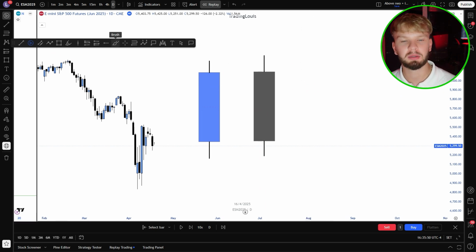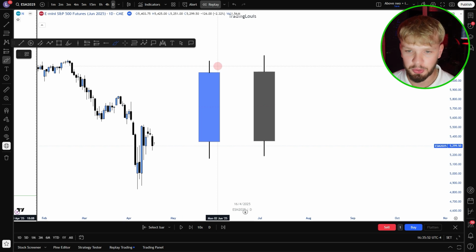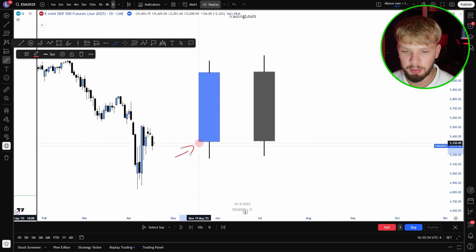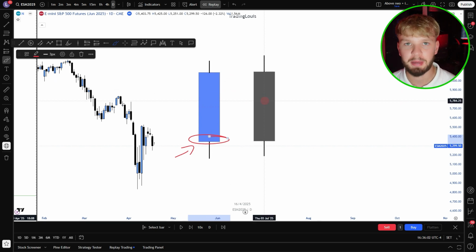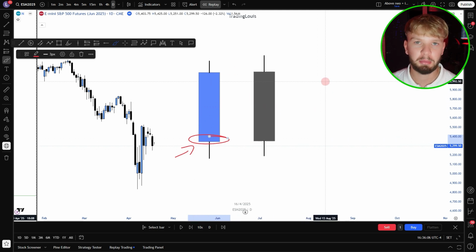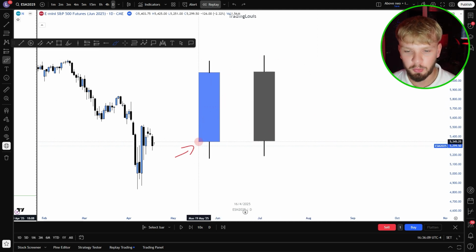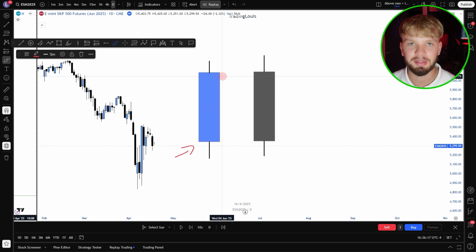Now you might be wondering, I don't understand that, so let me show you. Right here we have the open of a candle. We know it's the open of the candle because the candle is a bullish candle. Remember at the start of the video, blue is bullish, black is bearish. Blue's going up, black is going down. So when we have a bullish candle, the open of the candle is always at the bottom, and this right here is the open. We know this is a bullish candle because it went up, and then the close is at the top of the candle.